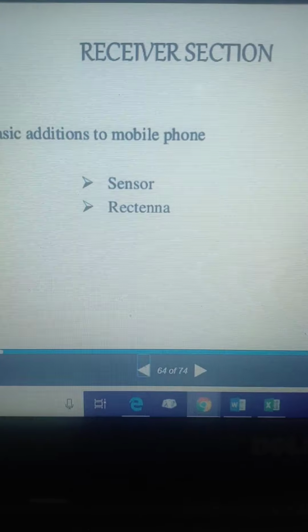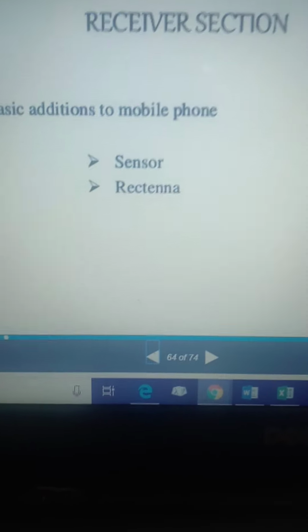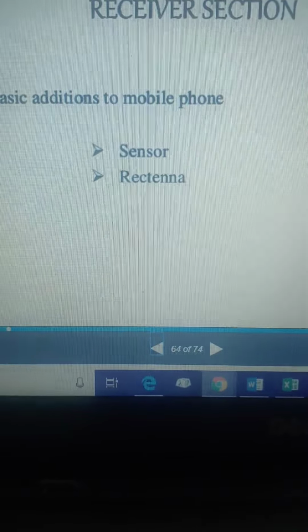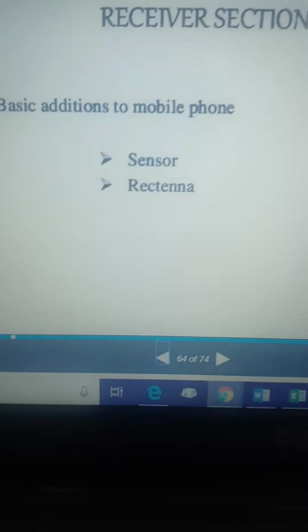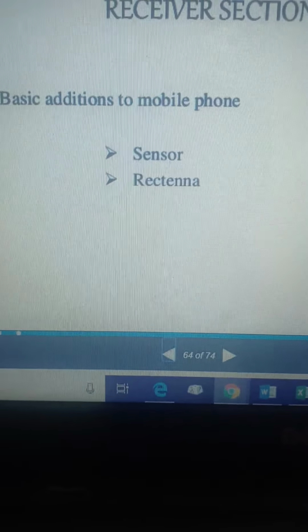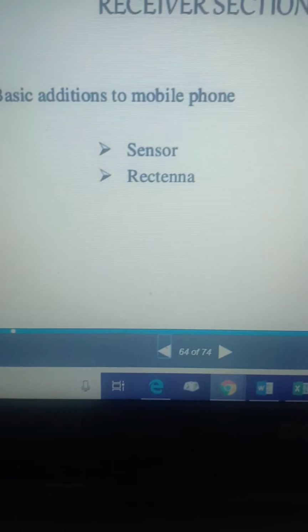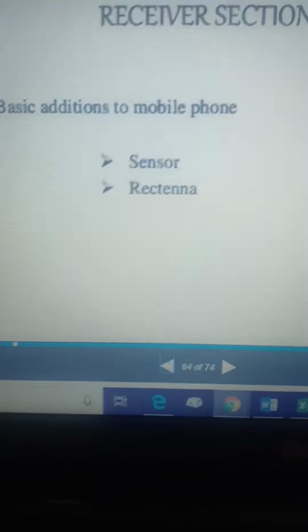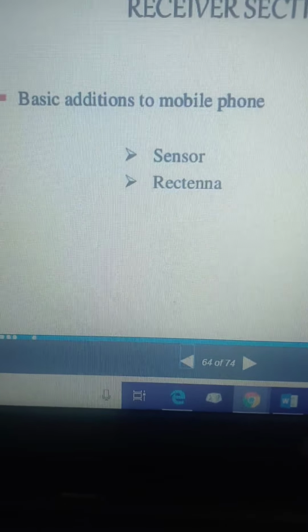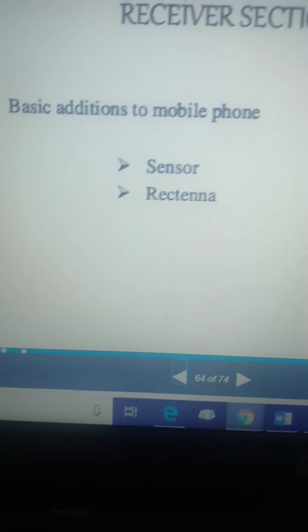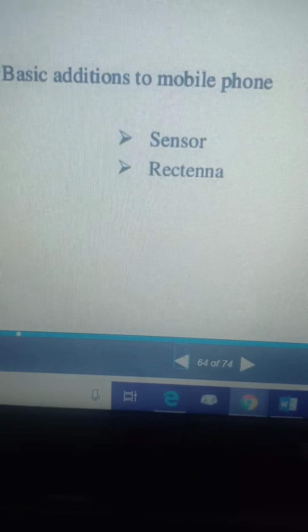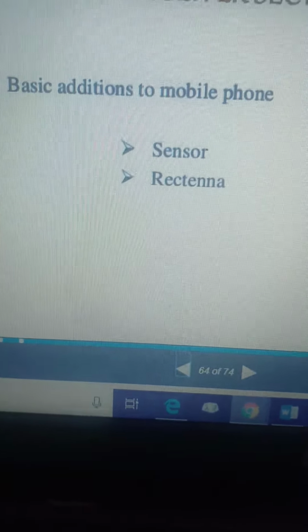On the receiver side, as we saw earlier, it has one sensor to detect whenever a call is received. It will detect the call, and it converts the frequency to voltage. The major part in the sensor is an F to V converter, that is, a frequency to voltage converter. So whenever a call is received, the sensor turns on the rectenna. That is the major function of the sensor.